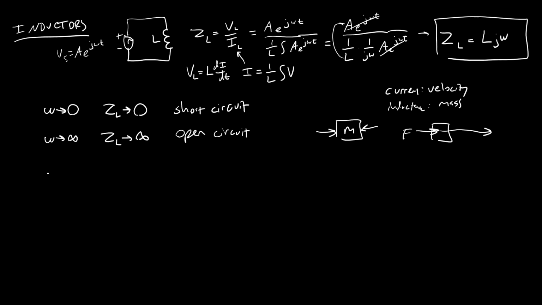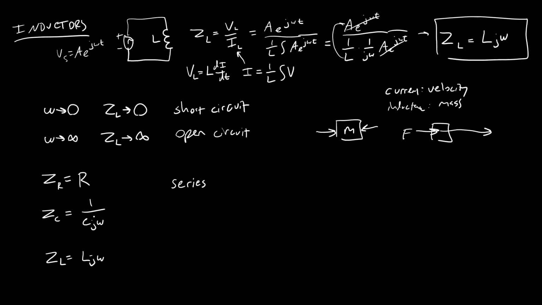So to summarize all three of our impedances that we learned there, we have the impedance of a resistor is just equal to R. The impedance of a capacitor is equal to 1 over C j omega. And the impedance of an inductor is equal to L j omega. So there is no frequency dependence for the resistor, but we do have frequency dependent impedance for the capacitor and the inductor.